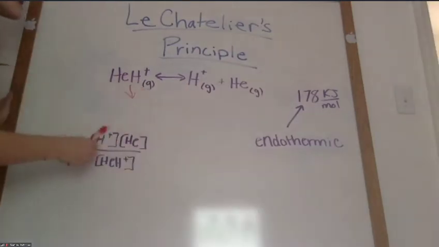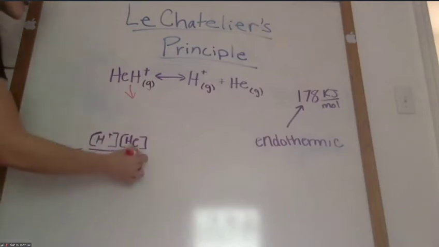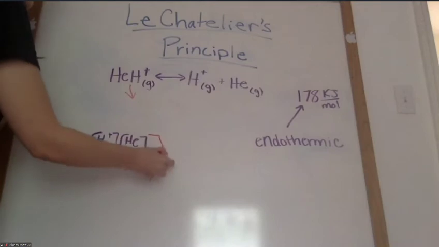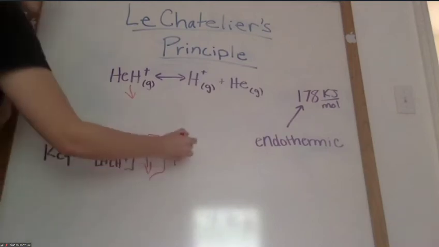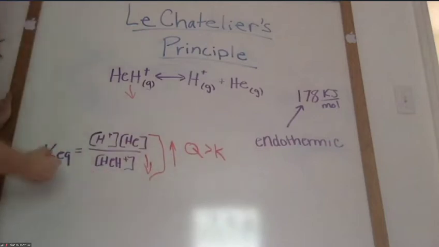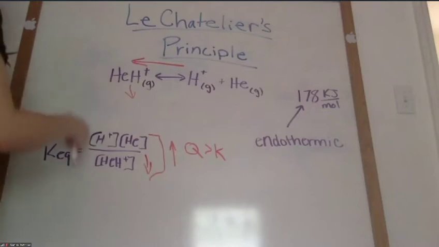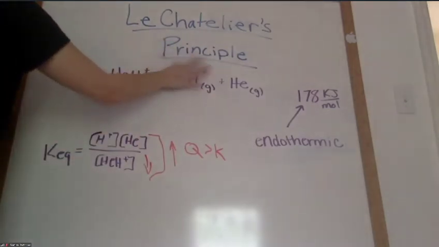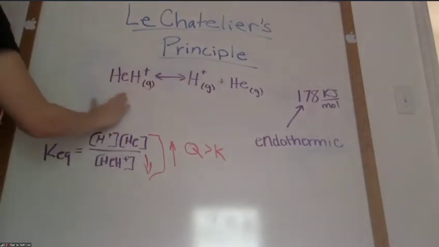So if we decrease the reactants, the denominator in the Keq expression decreases, which means the overall number increases. So Q is greater than K, which means the reaction shifts in the reverse because there's too little reactants, too many products. It's got to reestablish this ratio.